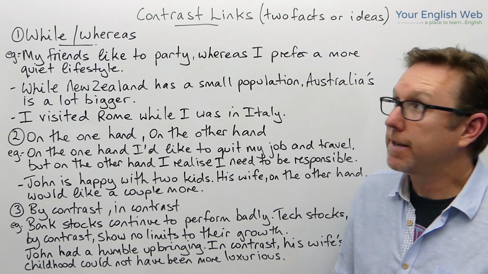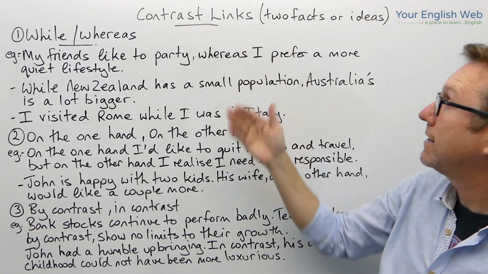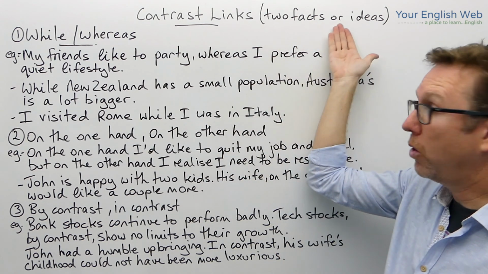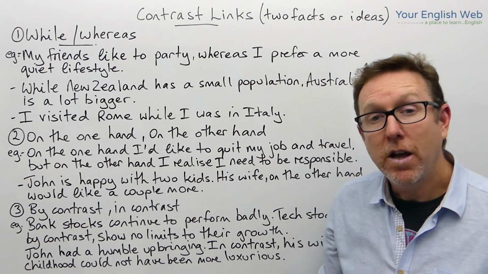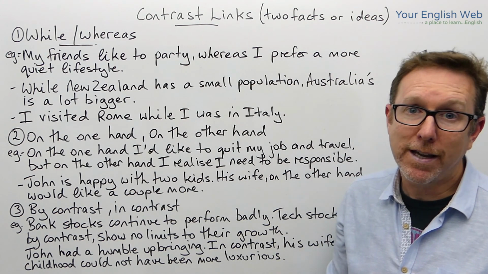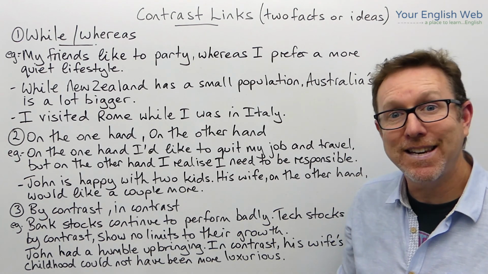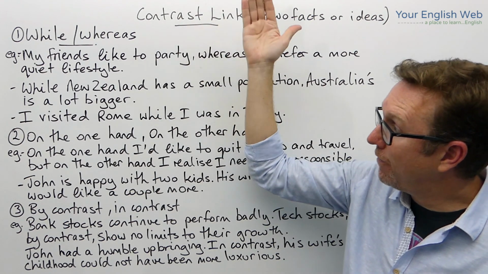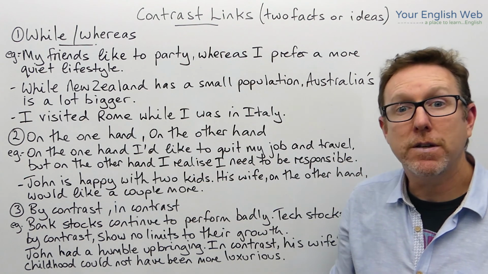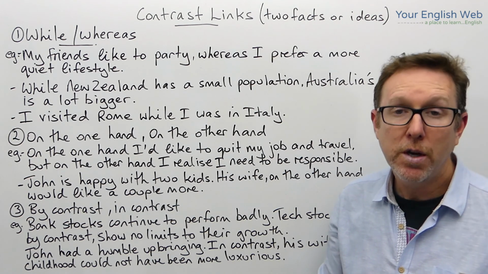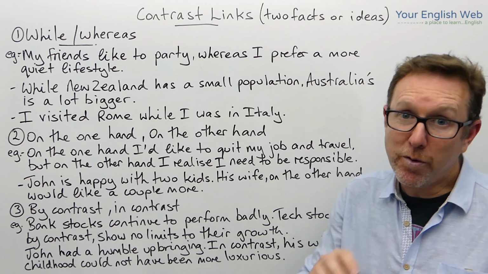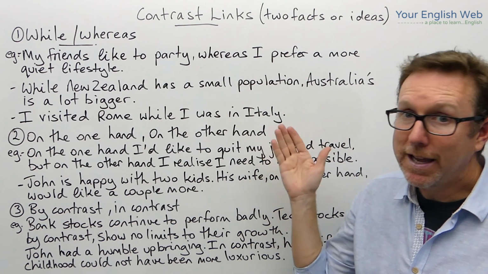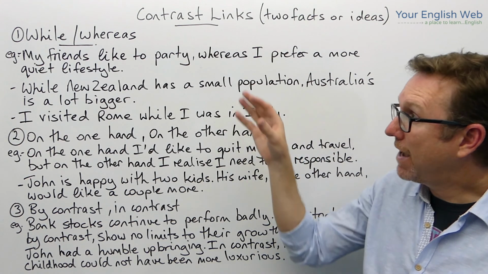Now, as I said, today's lesson is looking at contrast links, and what we're doing here is we are contrasting two facts or ideas. Contrasting, not contradicting, but contrasting the two ideas in a sentence. And to do that, we can use these linking words. So we have three different types of linking words that we can use to contrast these ideas, either in the same sentence or in two separate sentences, as we will see in the examples. So let's have a look at the lesson.